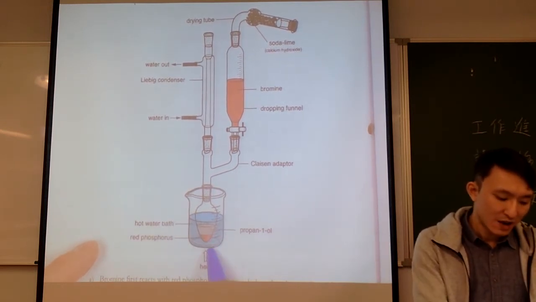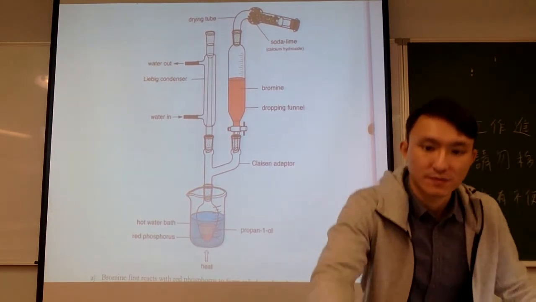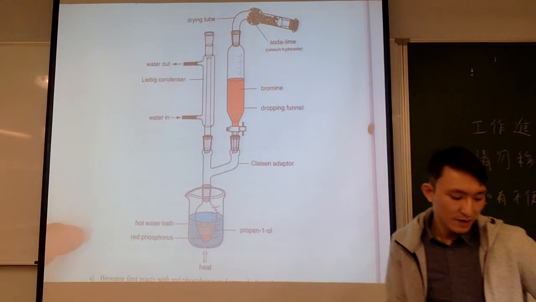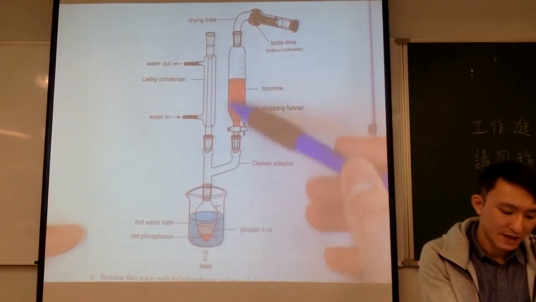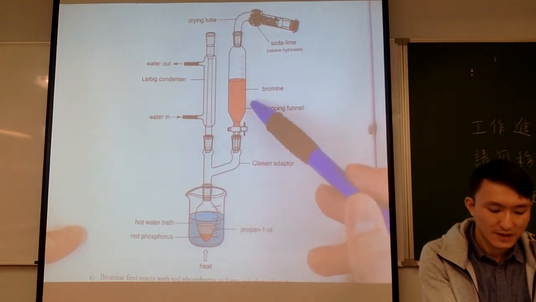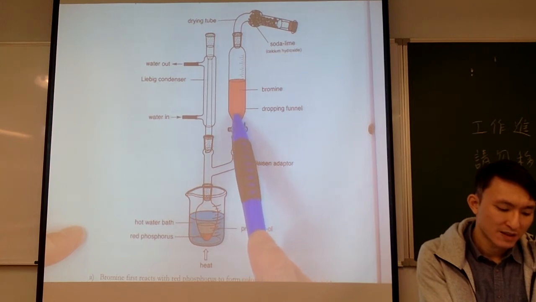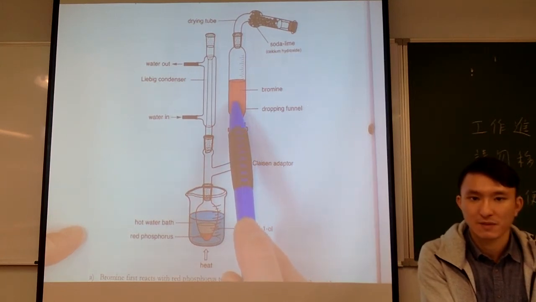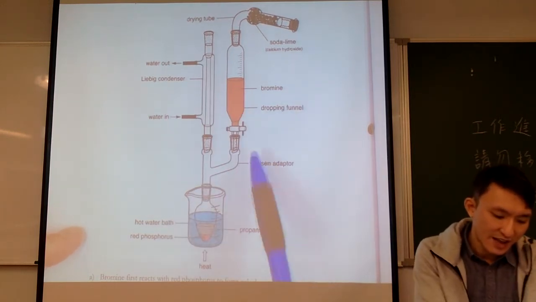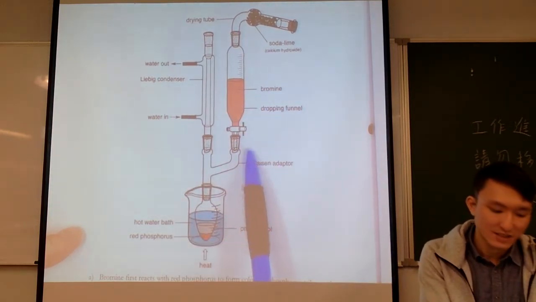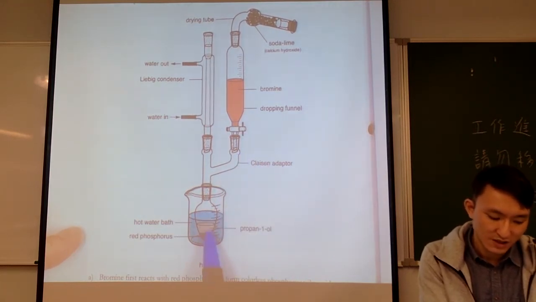Now you see, we have the propanol, and then down here we have the red phosphorus. Okay, we put them together, there's no reaction down here. And then we have an addition funnel, or dropping funnel, and inside we fill with bromine, okay? So this one probably is not elemental bromine, it's probably bromine dissolved in some kind of organic solvent, okay? And then what we do is we add the bromine from the dropping funnel into the container.